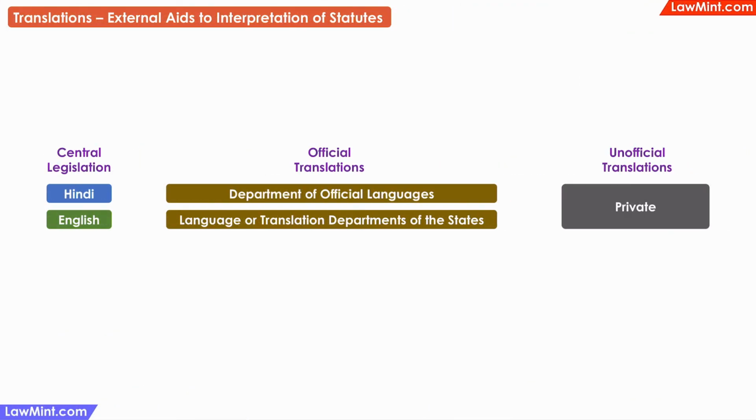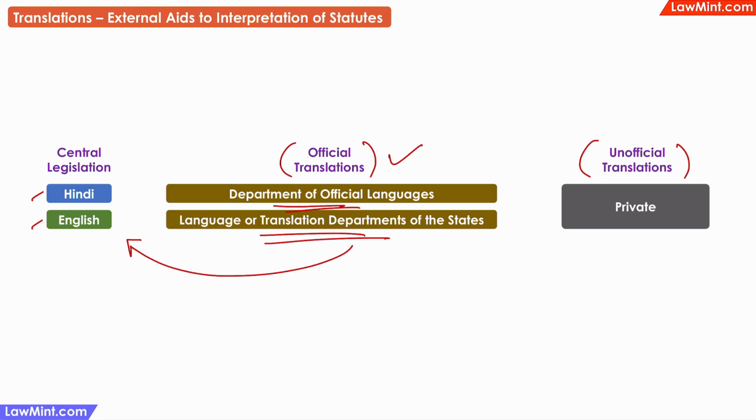So, while interpreting a statute that is not in the language of the state, the unofficial translations of the statute may be used only for reference and for better understanding, because they are not authoritative. The official translations provided by the state government's translation department or the Central Department of Official Languages are more authoritative and can be used for interpretation. If any question or doubt arises while using these translations, then the original versions of the statute in Hindi and English should be used as the most reliable versions.